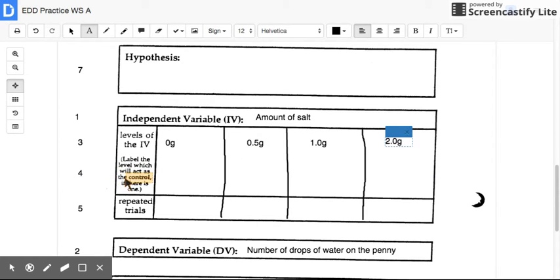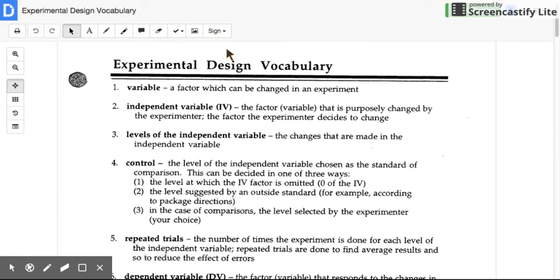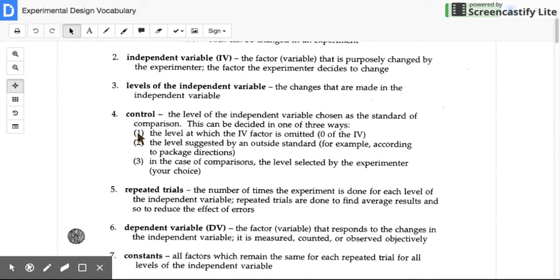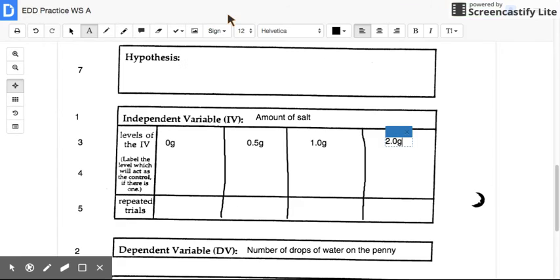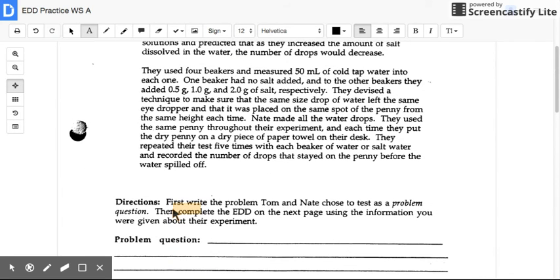Now that leads you to 4, where you need to do a control. If you go back to your vocabulary, there's 3 ways you can have a control. 1, it's where the IV is omitted, the level suggested by an outside standard, or in the case of comparisons, the one the experimenter picks. When we go back to our IV, we can see that it has been omitted here. Salt has been omitted. So that one would fall under that definition, the first one, and so that would be our control.